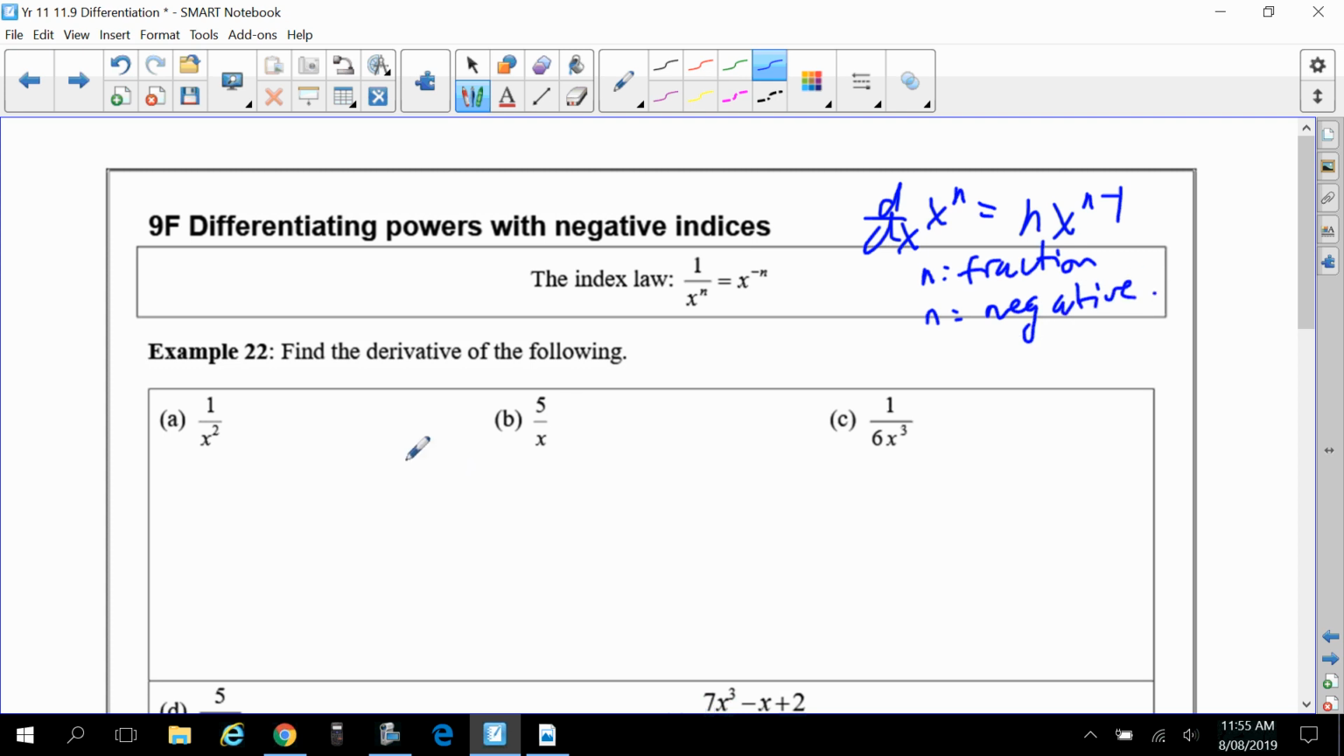So let's use this. Before we do that, let's write it in index form. Call that y. So dy over dx is negative 2x power negative 3, which is equal to negative 2 over x cubed. Got the idea? All right, that's done. So bring the negative 2. Remember, when you subtract 1 from negative 2, it's actually negative 3. Be very careful, negative 2 minus 1.